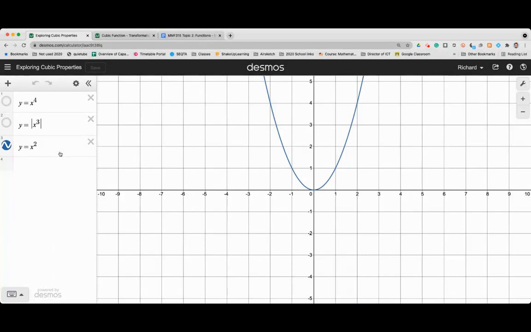We never hit a -1. Now, what do you think y equals x to the power of 4 is going to look like? Go for it. Wobbly like that? Okay, let's see if you're right or not.